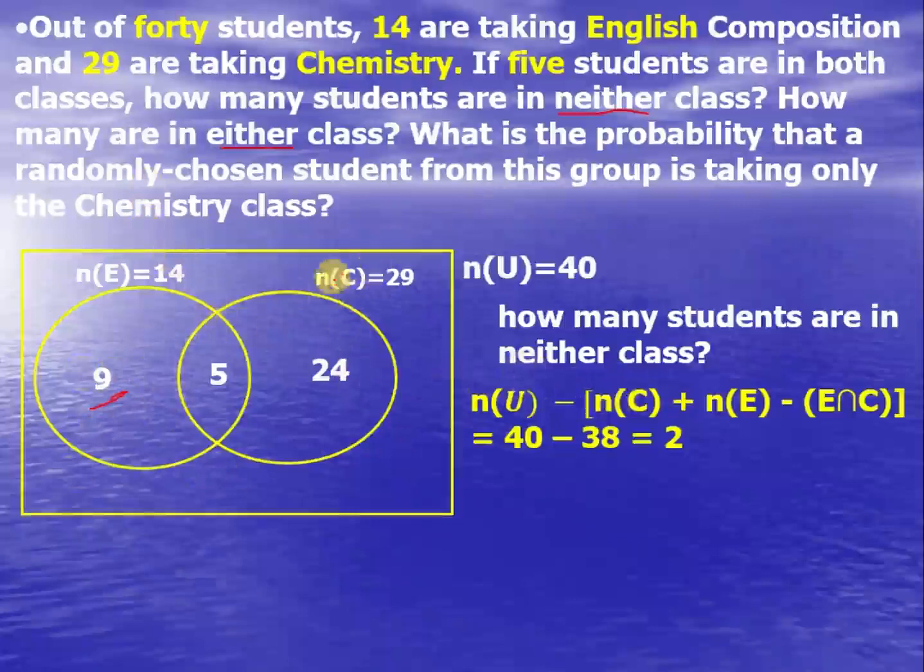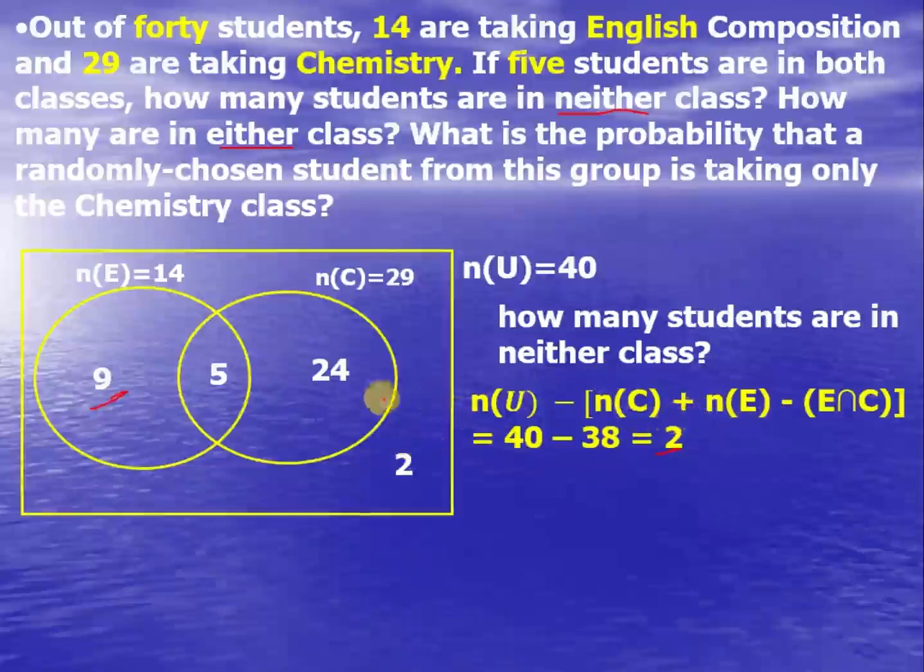40. So the universal set is 40, and when I take 9 plus 5, that will give me 14, and 14 plus 24 gives me 38. So you take 40 minus 38, and that is 2. So 2 students are not in any of the classes. So either they are doing business or any other course, but not what? English and chemistry. Now, look at this formula here.